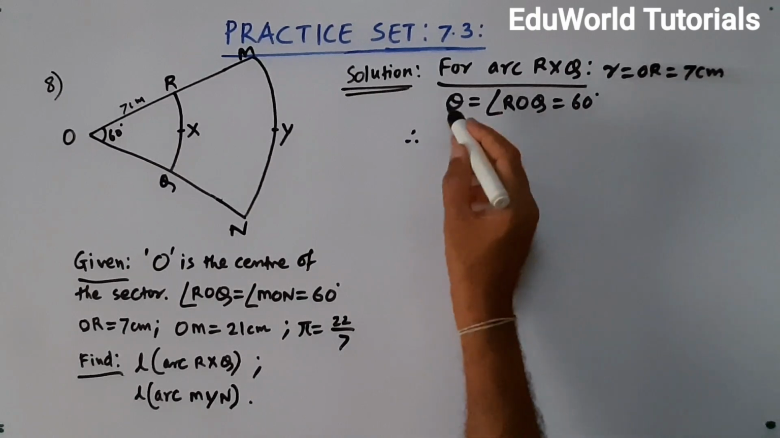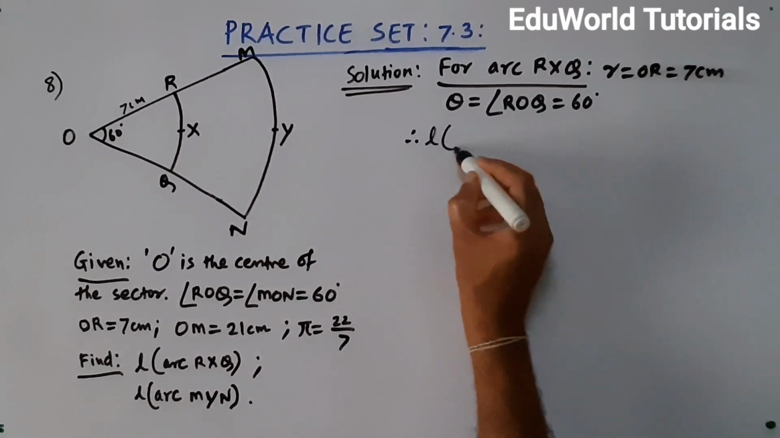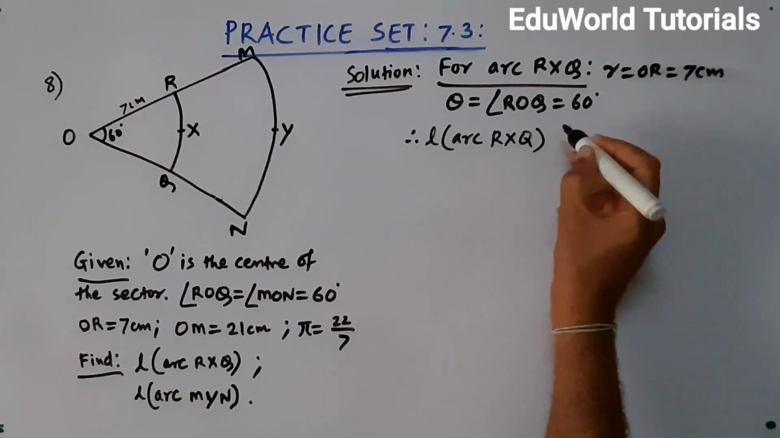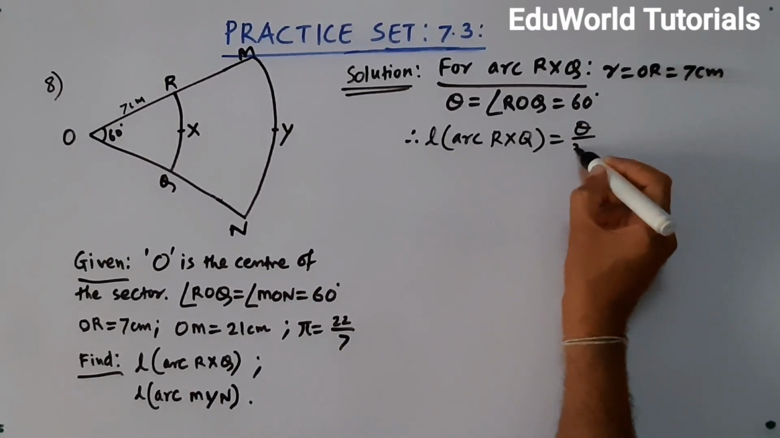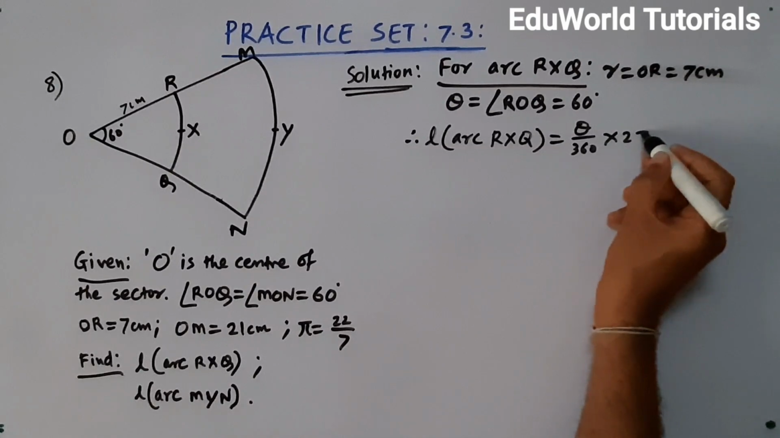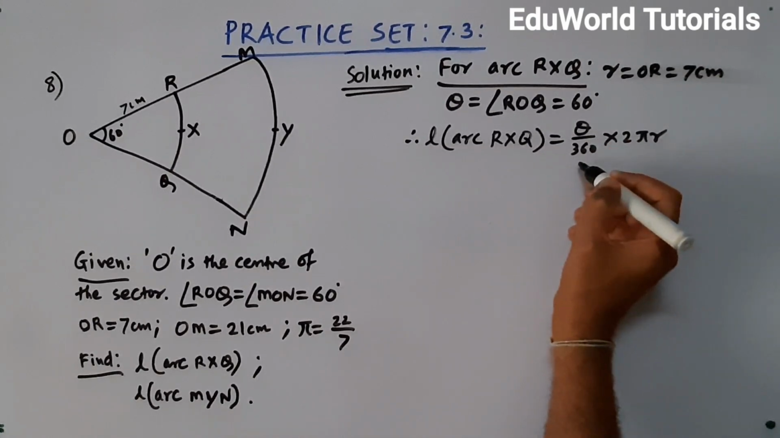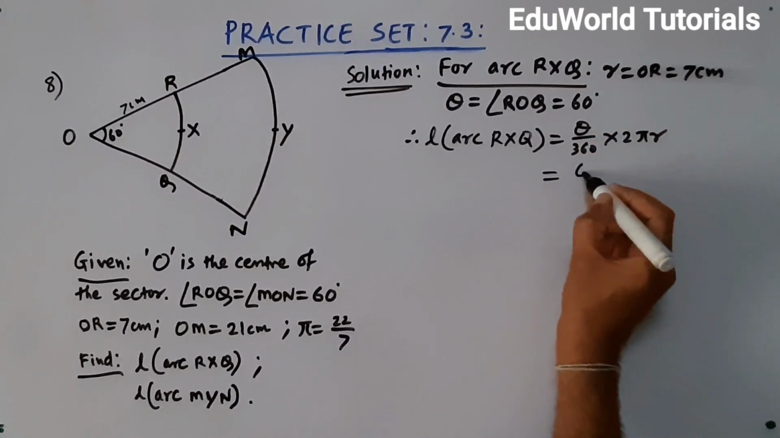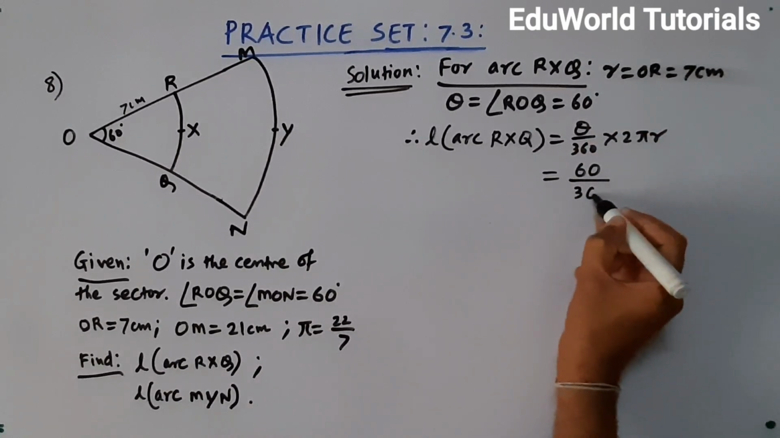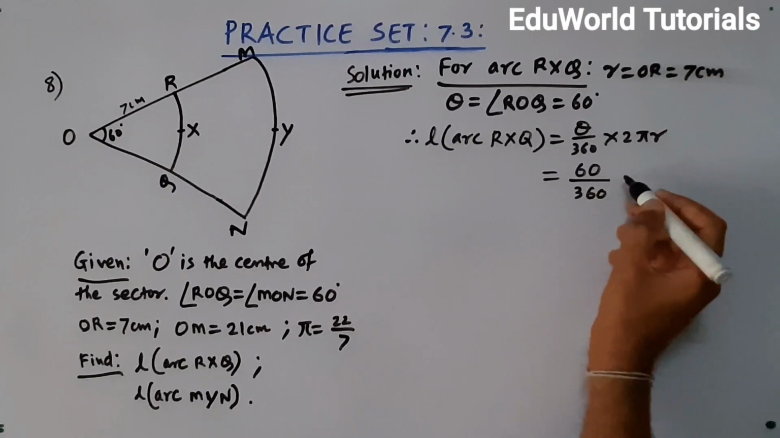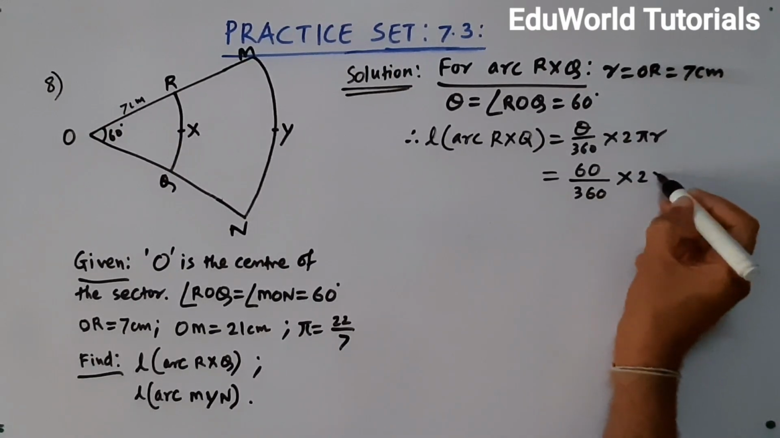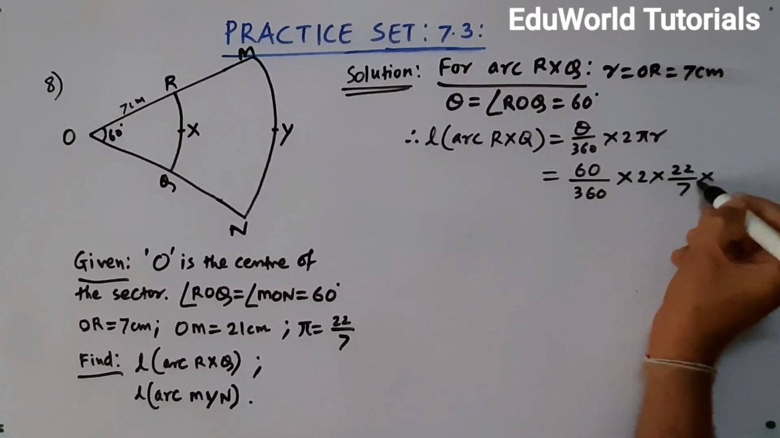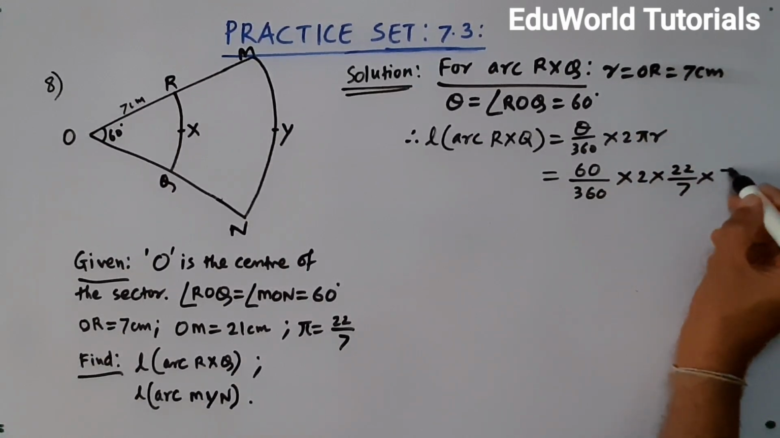ROQ is 60 degree. So length of arc RXQ, recall the formula. It is theta upon 360 into 2 pi r, or it is theta upon 180 into pi r. Put the values. Theta is 60 degree upon 360 degree. During calculation, don't put degree, it is fine. Multiplied by 2 into pi value 22 upon 7, multiplied by the radius of that arc, 7 centimeter.